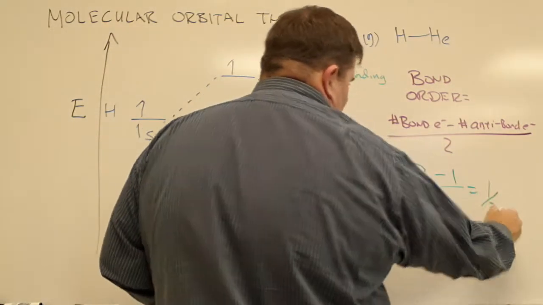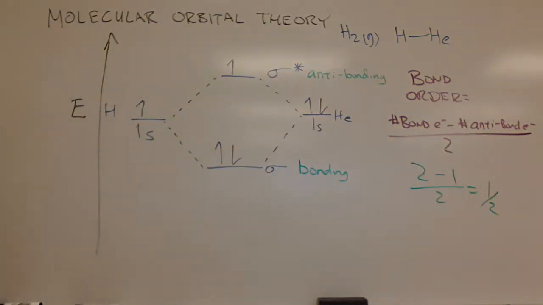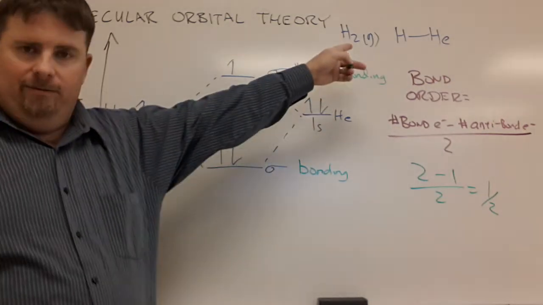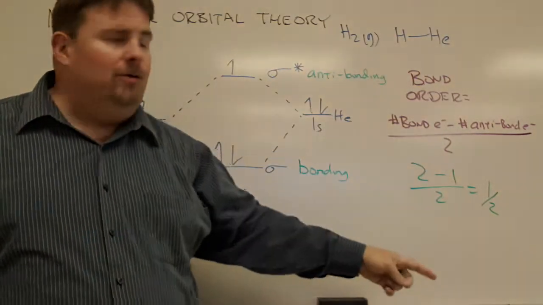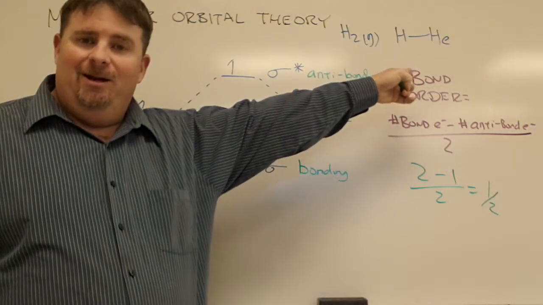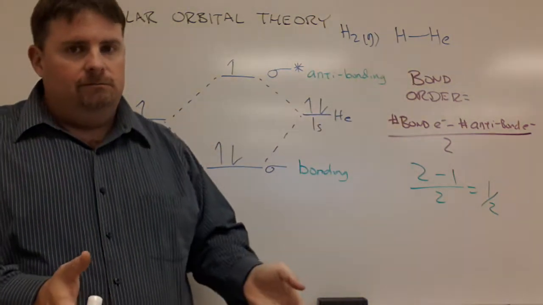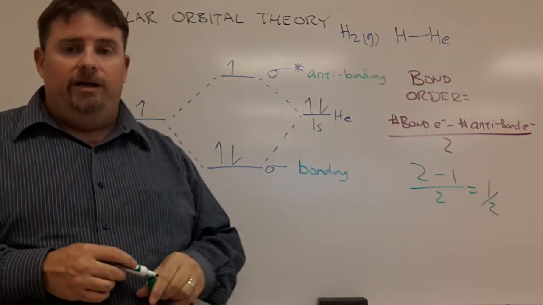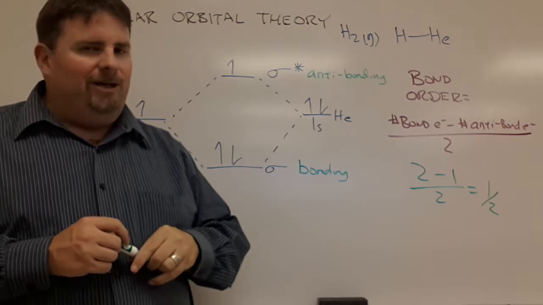So yes, I'll have 1/2. My bond order is a half, so this has half a bond. What does half a bond mean? I don't know, but that's what that means. Okay, I've got half a bond, means that it's legal. Okay, but it's probably unlikely.